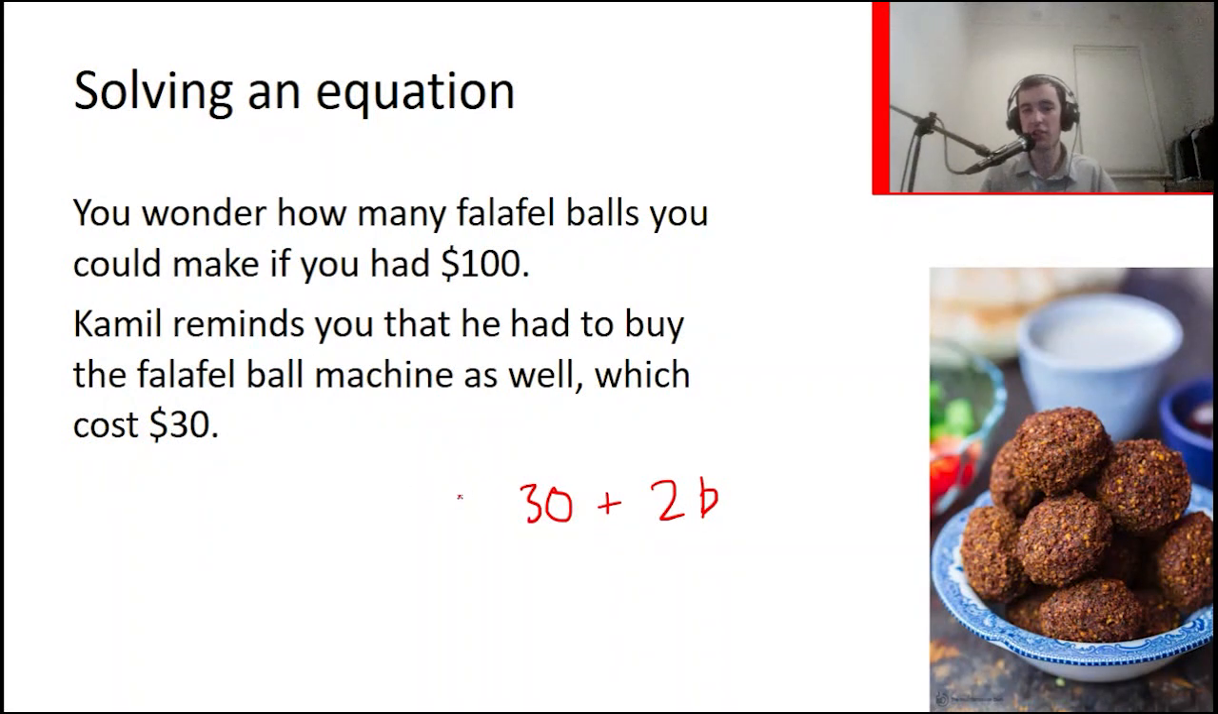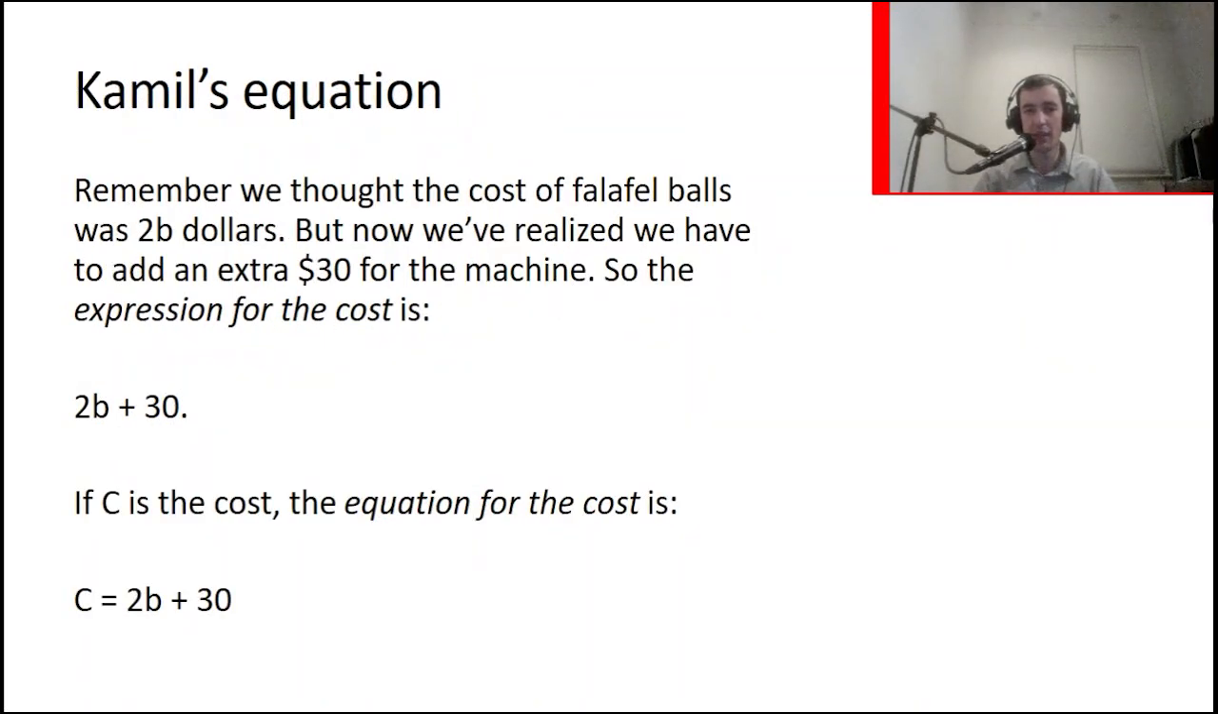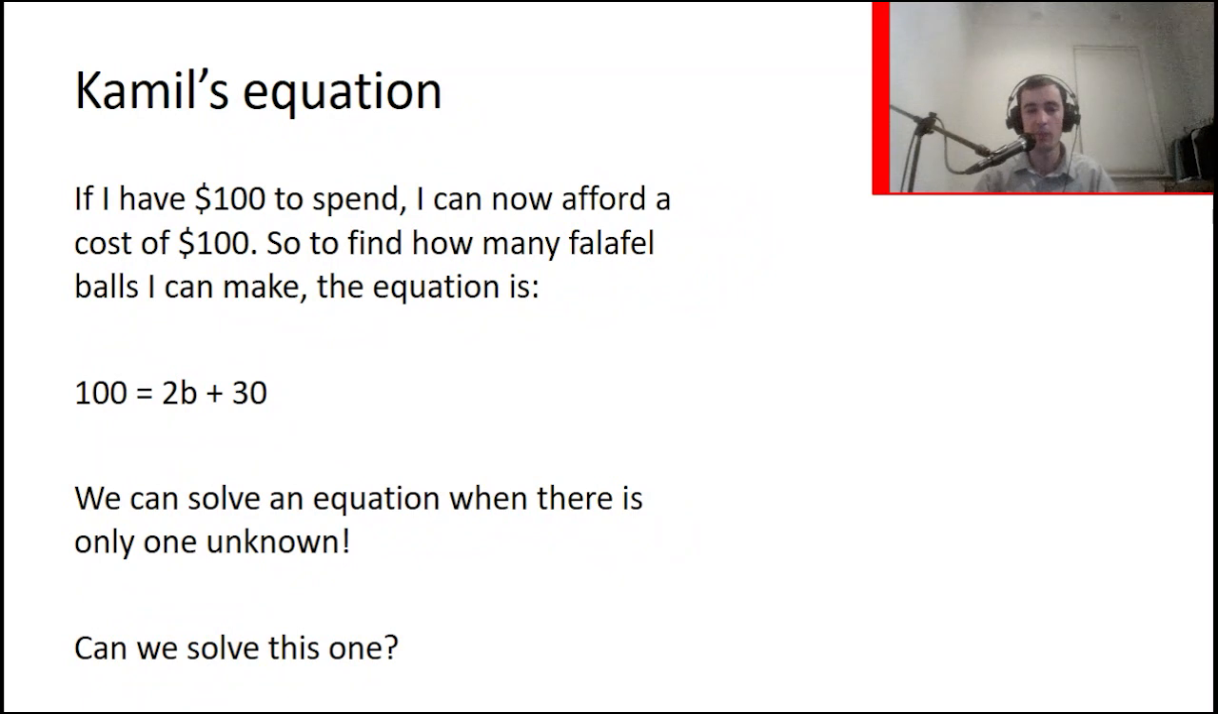And that was an expression, and then we wrote an equation saying the total cost of all the falafel balls is 30 plus 2 times B, and B is the number of balls. Okay. I think we can skip that slide because we just said it. So here was our equation. C equals, we'll rewrite it, I'll just change the order a little bit: 2 times B plus 30.